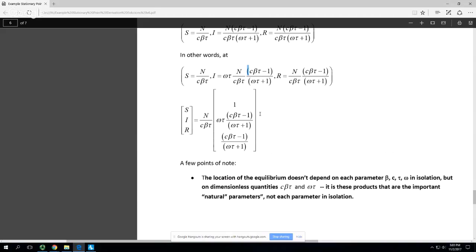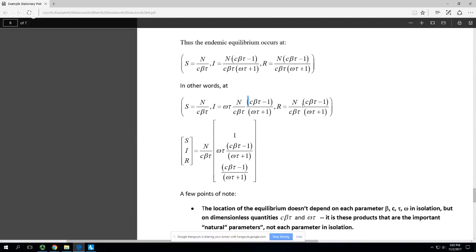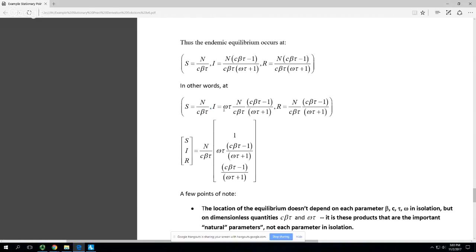So this has some interpretation to it in terms of fractions of the population. And you'll notice here, I is equal to omega tau times what? What other thing looks just like this? Yeah, R. So the bigger omega tau is, the bigger this factor is. So if we have a higher rate of losing immunity, we lose immunity quicker, or we spend more time infectious, it'll tend to increase I compared to R.